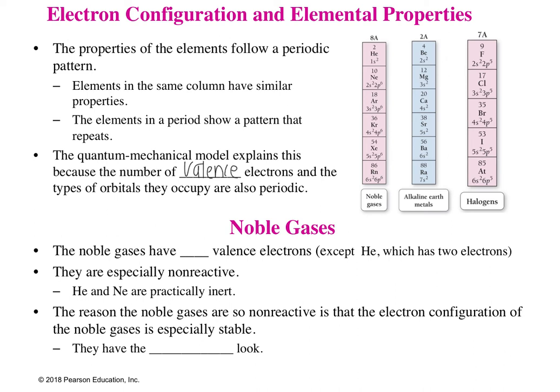So they're going to have those periodic patterns. Noble gases have 8 valence electrons, except for helium, which has 2, but it is full because its principal energy level is full. They are very non-reactive, basically inert, because they have a very full, stable electron configuration. They have a full valence shell, and so they are like the goal for all elements. Everything kind of wants to strive to be like these and have that full valence shell.